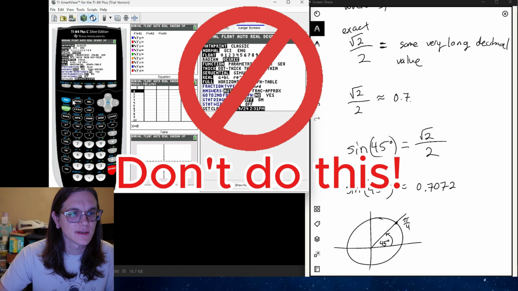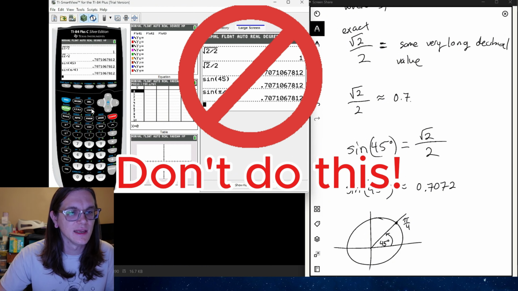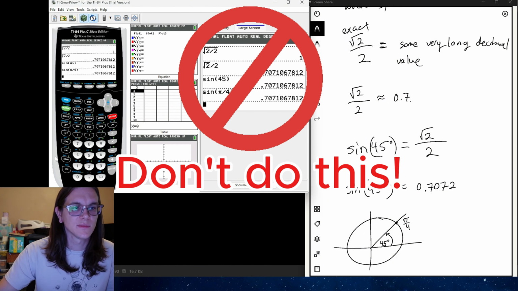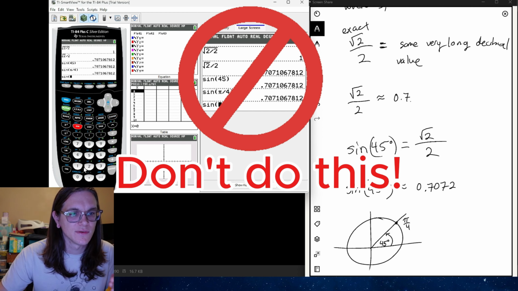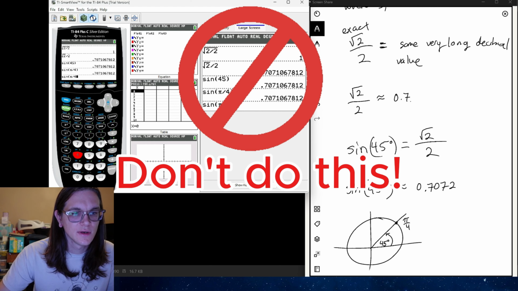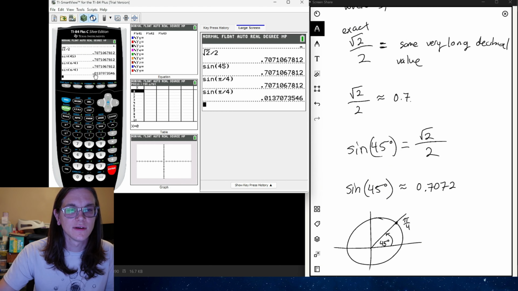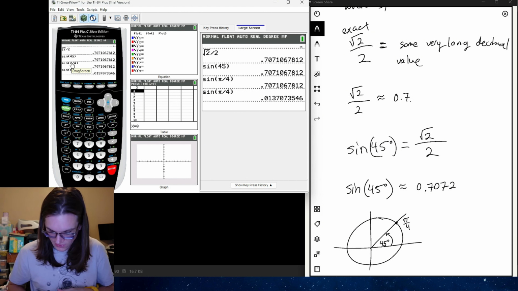If the calculator is under degrees, this is a classic fault that happens in a trig or pre-calc classroom. If you do sine of pi over 4, as your professor told you to do, then you're going to get the wrong answer. So this is bad. Do not do this. I'm not telling you to do this. I'm telling you not to do it.